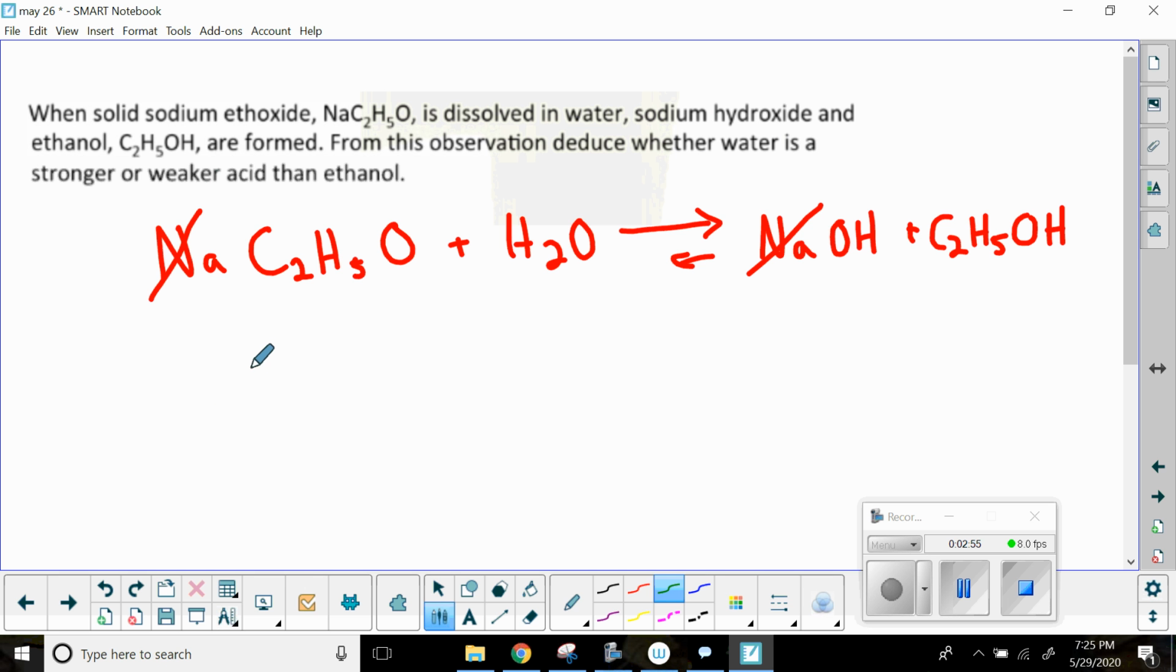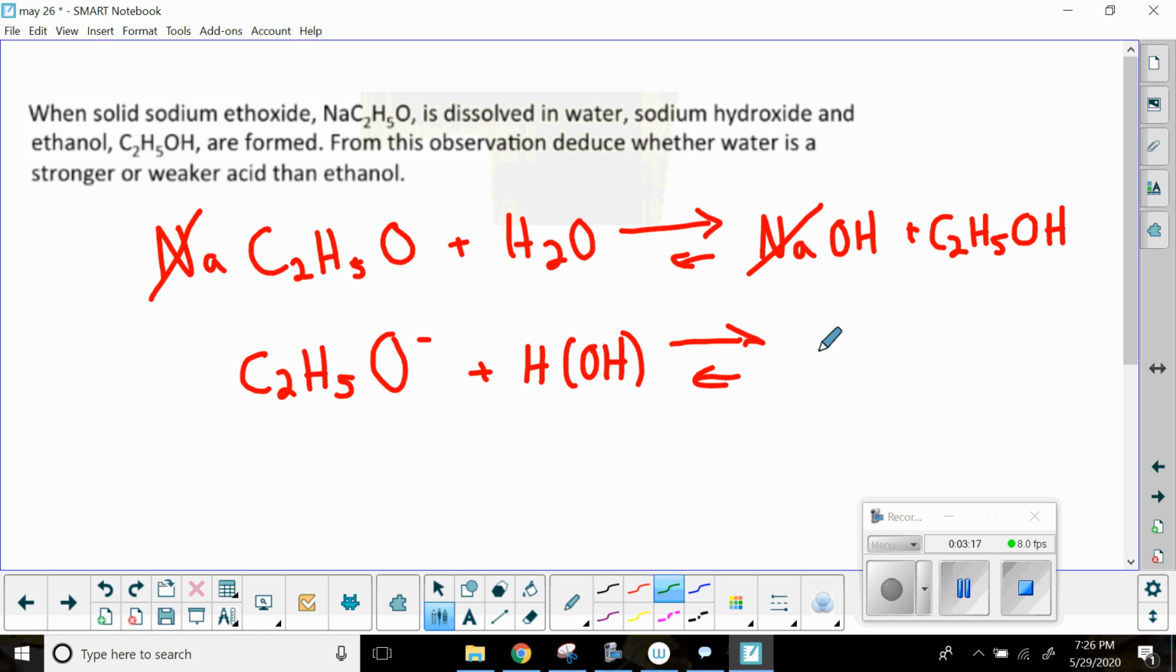So I'm going to rewrite this equation in terms of the active ions, which is going to be my ethoxide and my water, but look how I am spelling out water. I'm spelling out water in terms of HOH. And in this solution, I am going to have active ions of hydroxide and C2H5OH, which is your ethanol.